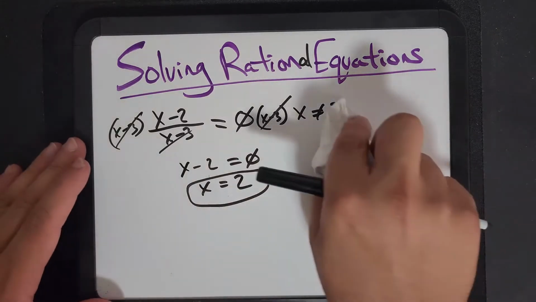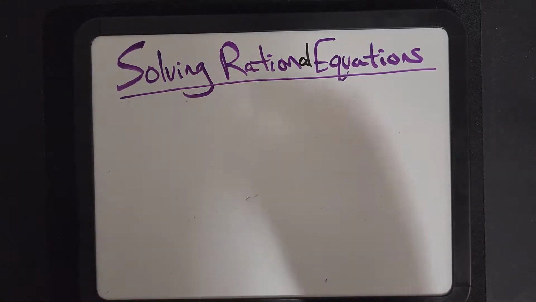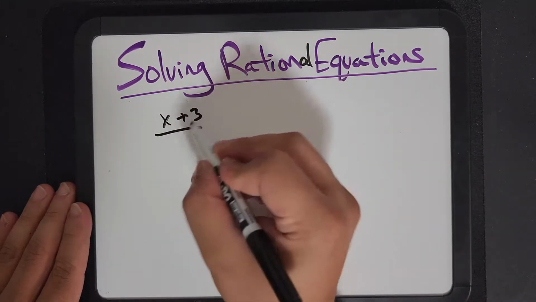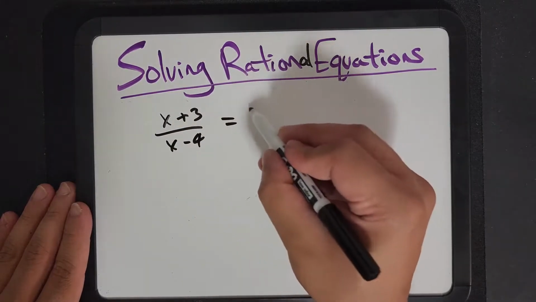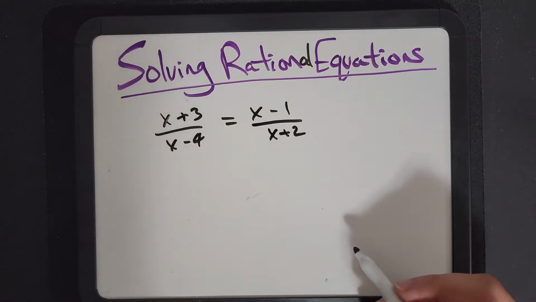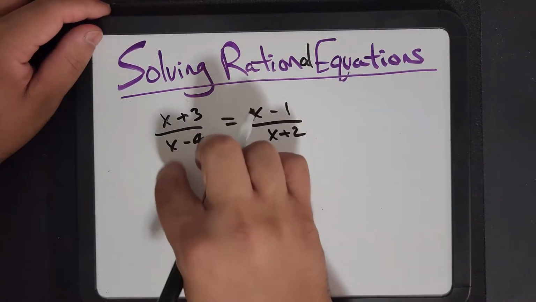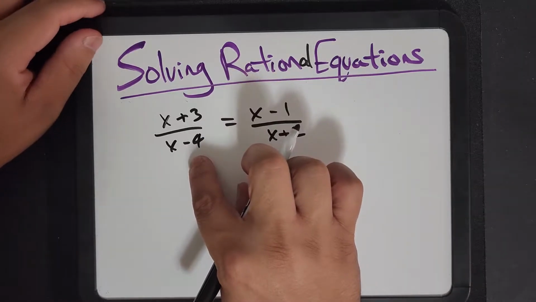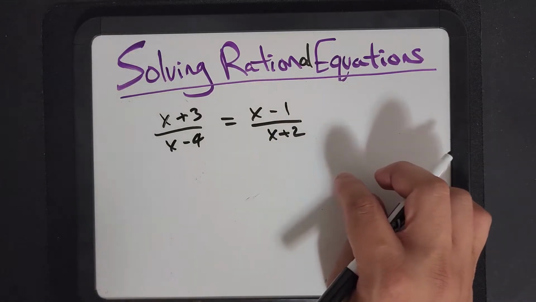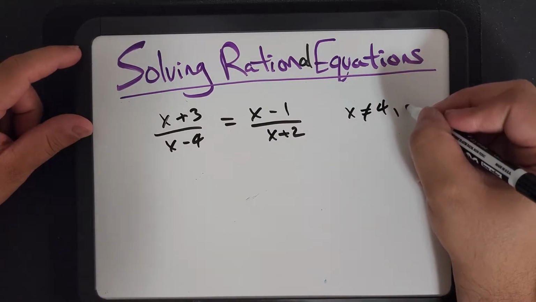So let's look at another one. Let's say we have (x plus 3)/(x minus 4) equals (x minus 1)/(x plus 2). We know right away that denominators cannot be 0 here. So x cannot be 4 or negative 2.